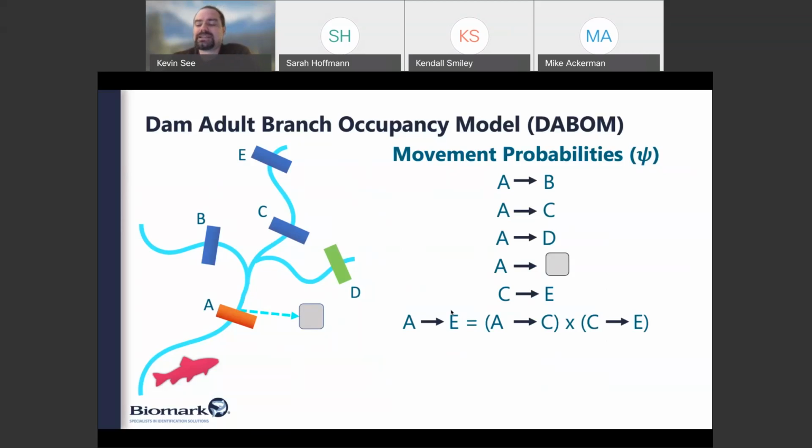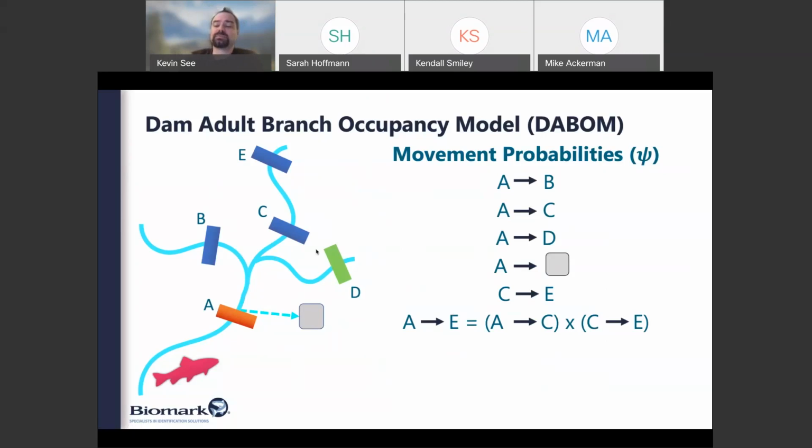When a fish moves past A, there's a multinomial distribution: it has to go to B, to C, to D, or to this black box here, which is essentially fish that have crossed A but haven't gone past any of those other sites. Maybe it spawned in the main stem area there, maybe it died there, maybe it was harvested, caught by an angler.